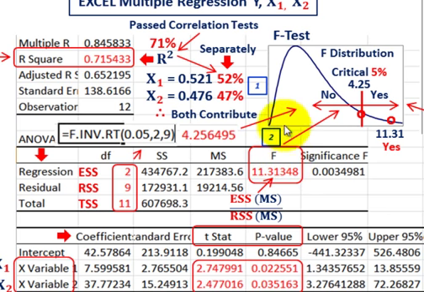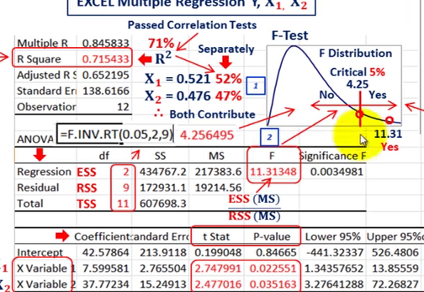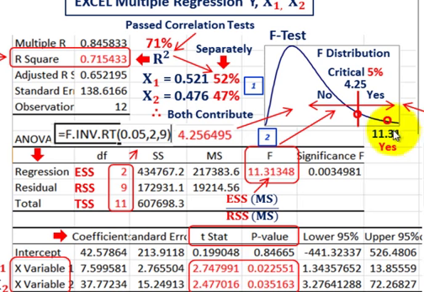Okay, so looking at our distribution curve, just plotting it out, we determined our critical value to be 4.25. So that's sitting on our distribution curve about here. And then our actual F value for the multiple regression came up at 11.31. So we can accept this because it's outside of the range.